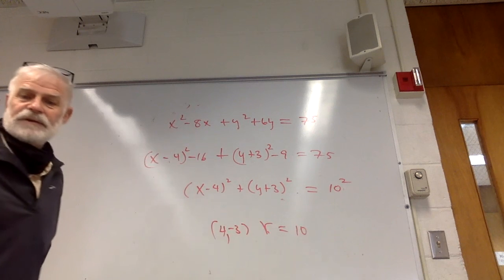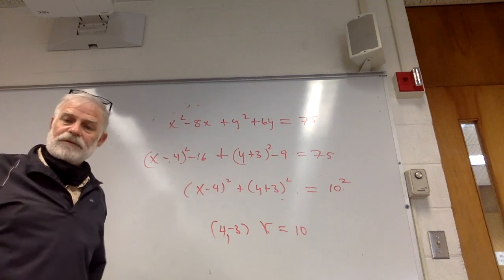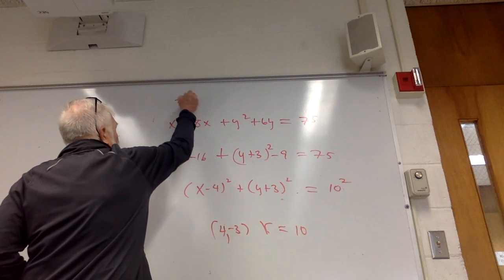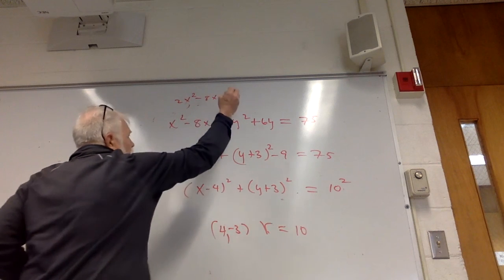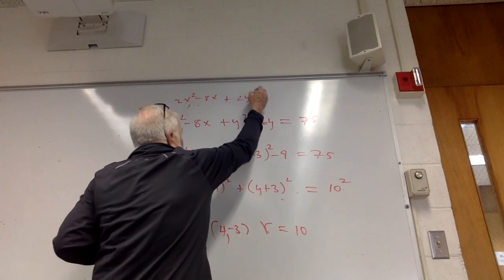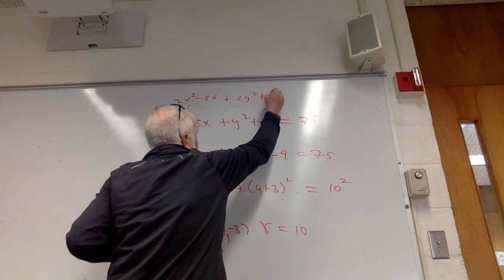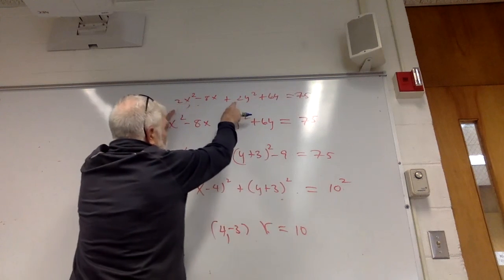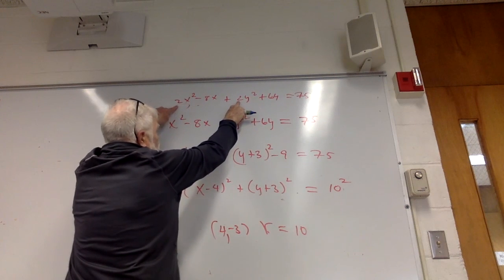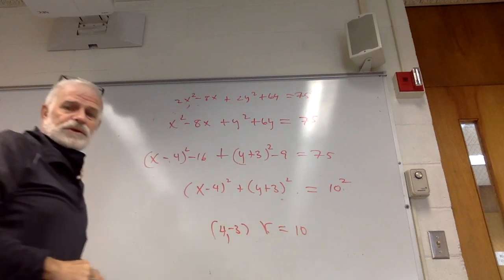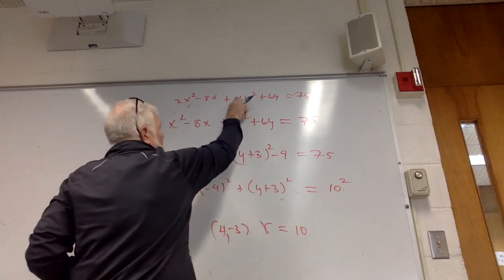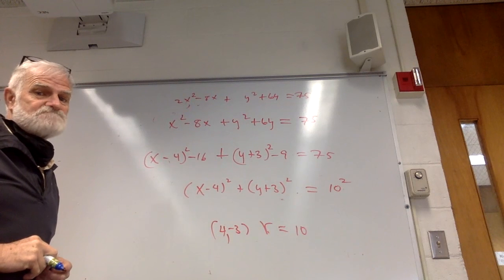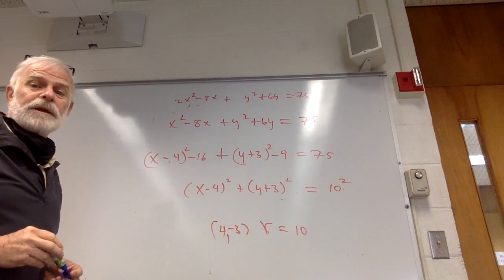That's the problem I'm going to ask you for every test the rest of the trimester. Okay. And maybe one last thing. It could have been 2x squared minus 8x plus 2y squared plus 6y equals 75. Much more difficult problem, but it's still a circle. As long as the coefficients are the same, it's a circular relationship. As soon as we change the coefficients, no longer circle, we'll talk about that one later.